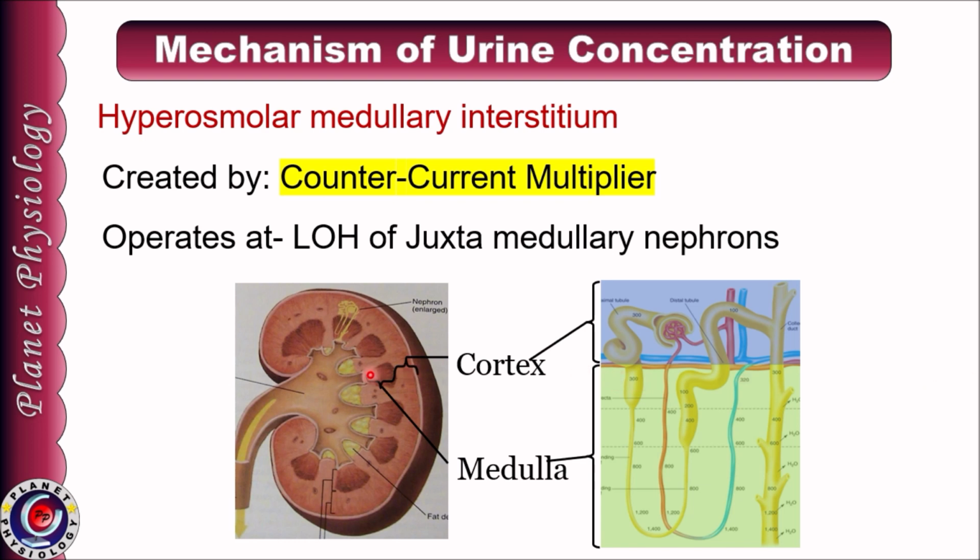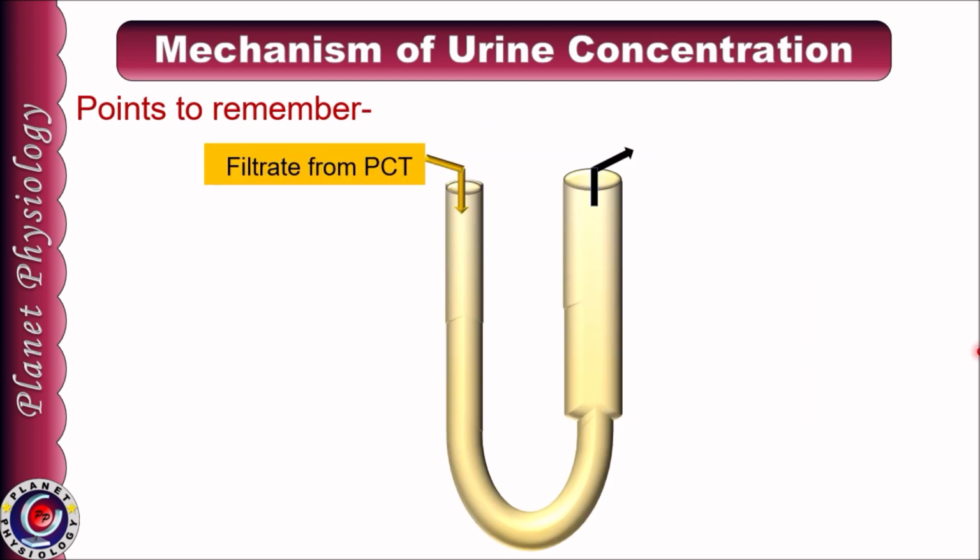This picture shows juxtamedullary nephron and its relation with renal cortex and medulla. Shown in blue color is the renal cortex and shown in this greenish color is the renal medulla. This is the juxtamedullary nephron and you can see loop of Henle is reaching till the tip of the renal medulla. To understand countercurrent multiplier mechanism, you must know about the basic functioning of loop of Henle.